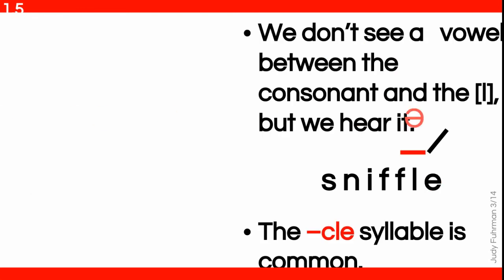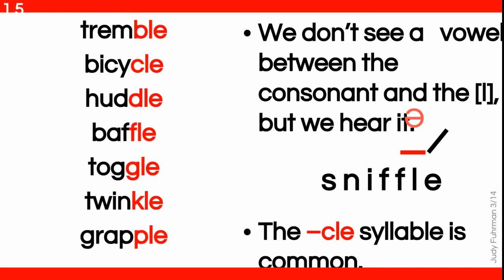Okay, going back to the word sniffle, to explain that, we don't see a vowel between the consonant and the L, but we hear a schwa. So that mark above the E should be crossing out the E. That makes a schwa vowel, a weak vowel sound. The ending for the CLE syllable is the most common that you will find in these types of words. And here are the examples.